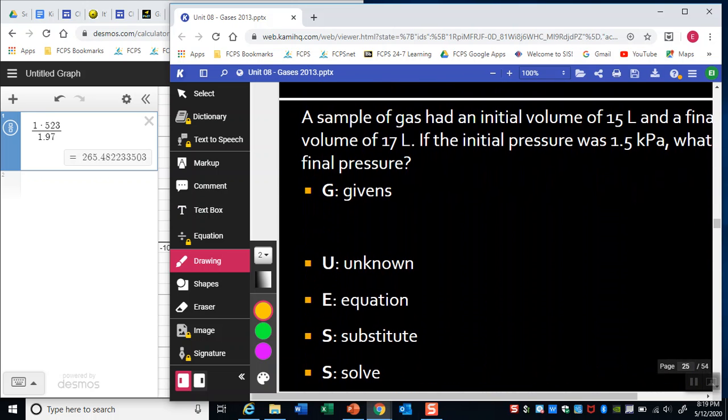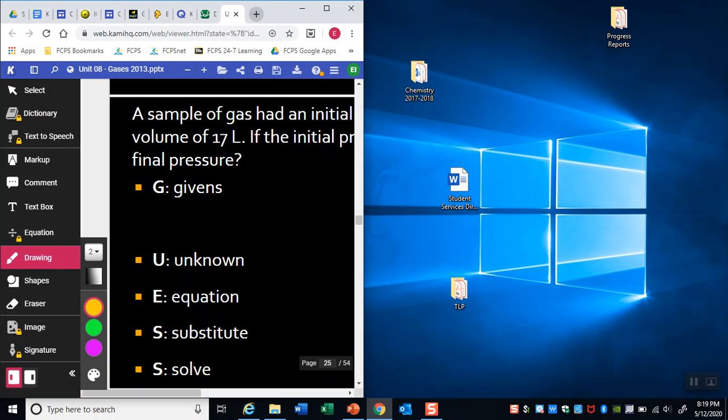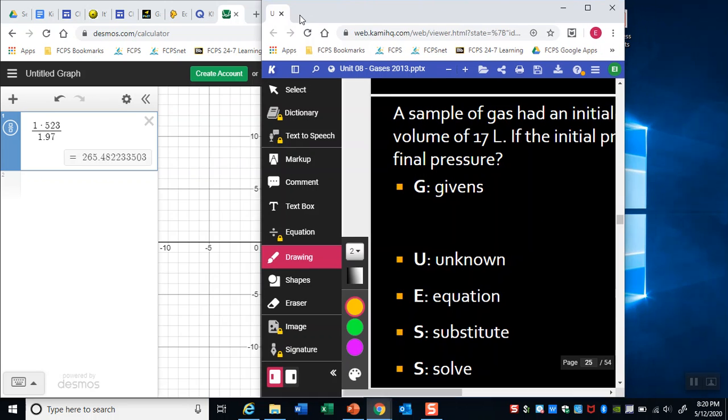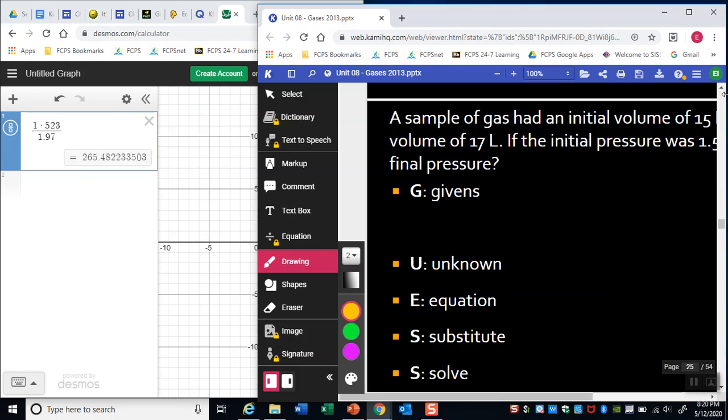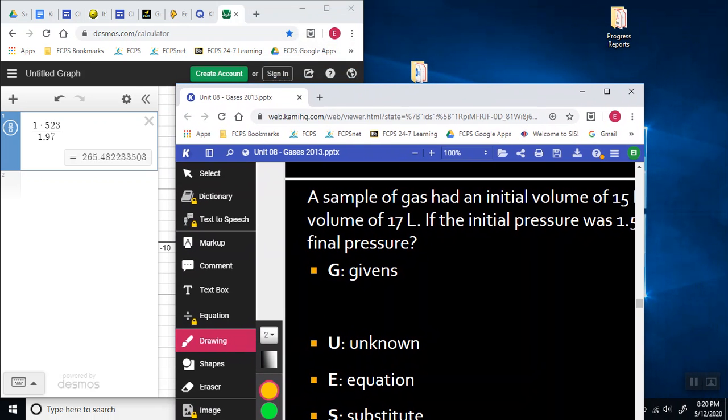All right, so now we have a sample of gas. Let me scooch this over so I can read it. Should close all that other stuff. I'll just move it down here. There we go.